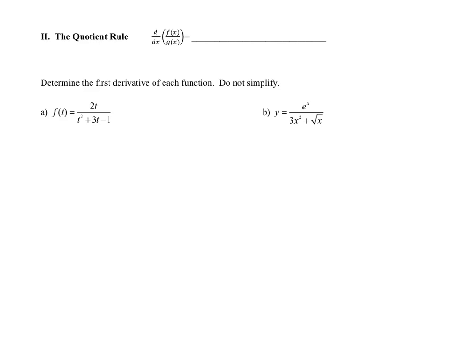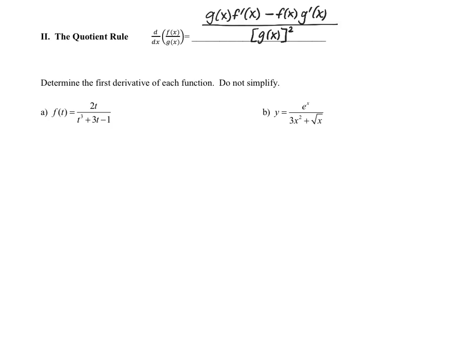So the derivative of a quotient can be found by determining the function in the denominator, that would be the g of x function, times the derivative of the function that is in the numerator, so that would be times f prime of x, minus the f of x function, that's the function in the numerator, times the derivative of the function in the denominator, all divided by the g of x, the function in the denominator, raised to the second power, squared.